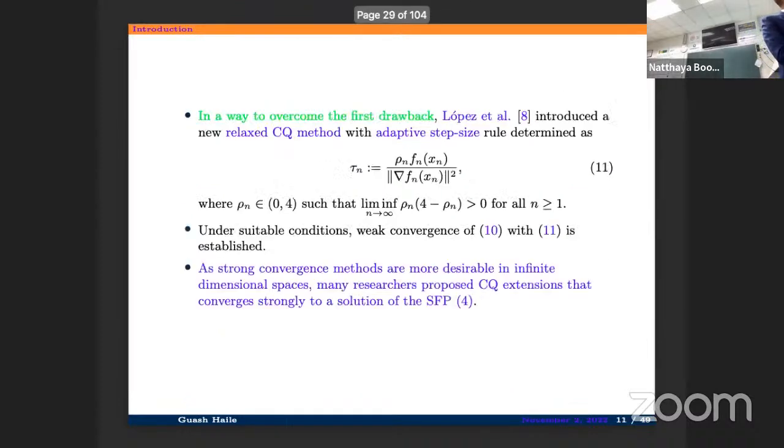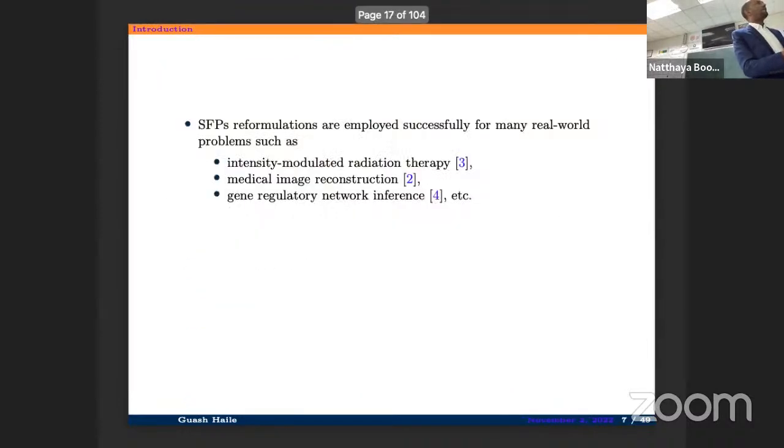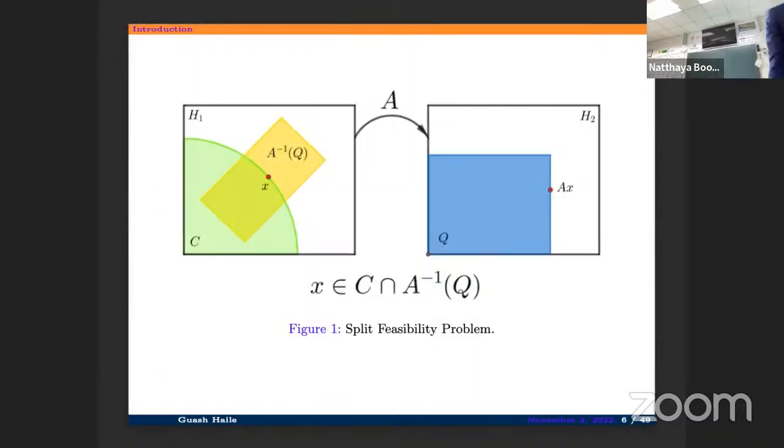The question is, how do we know that this is non-empty? How do we know that they have some common element? We are assuming this, that A inverse of Q and C intersect. This is our assumption. It may be possible that A inverse of Q is partly outside of C, for example this part is outside, but this part is inside, so this is the intersection. So we are assuming it to be like this.